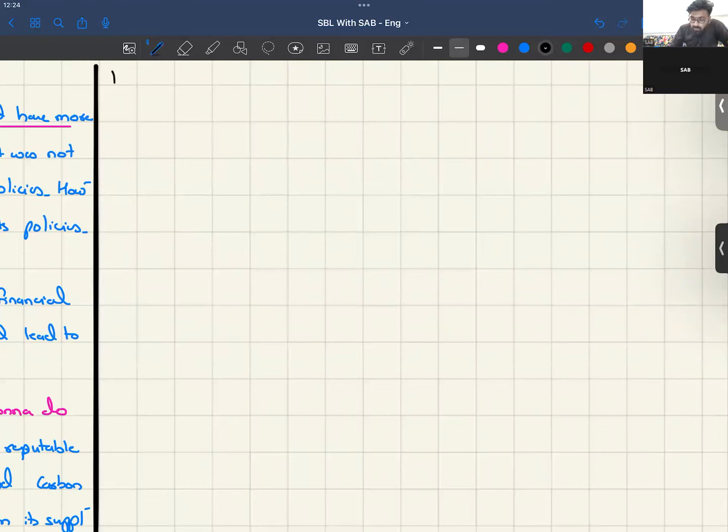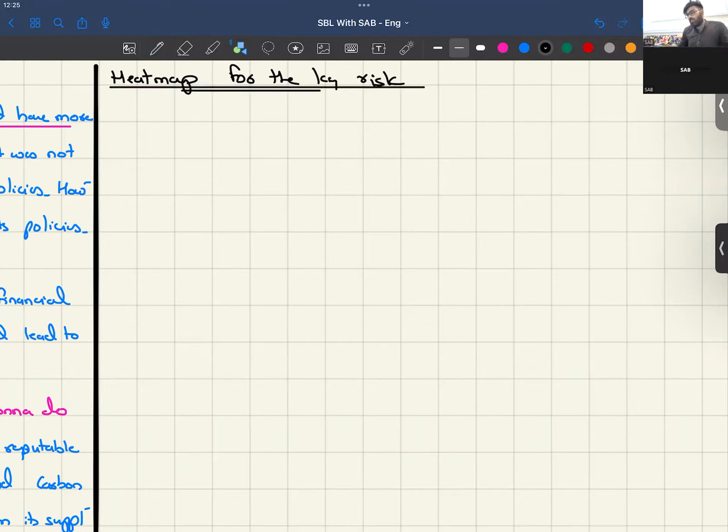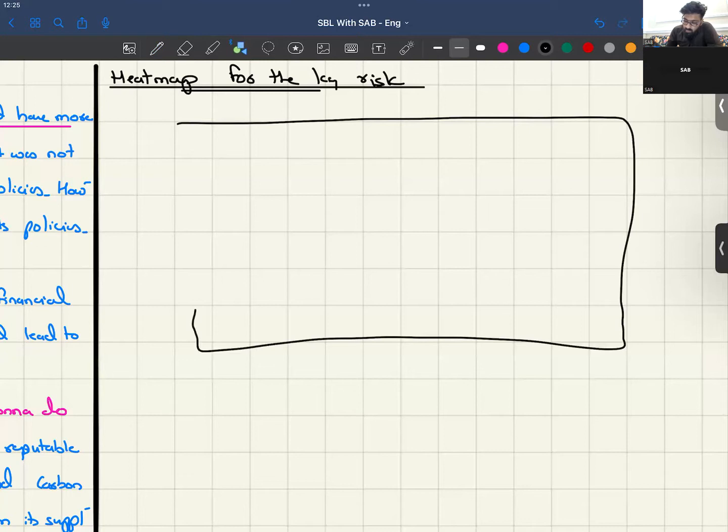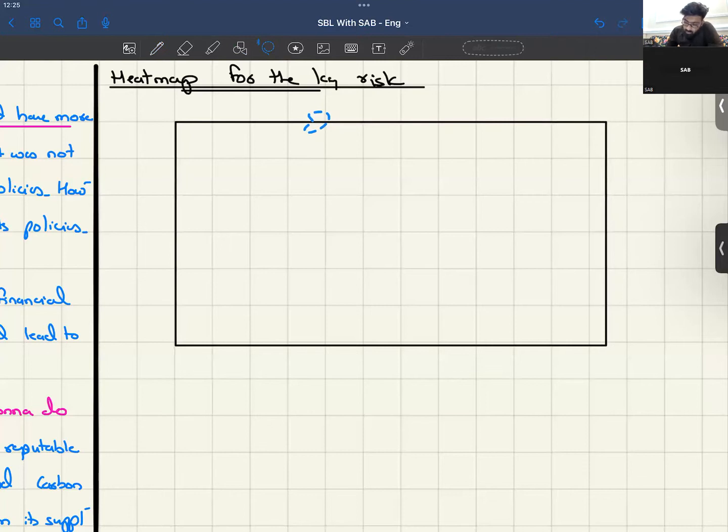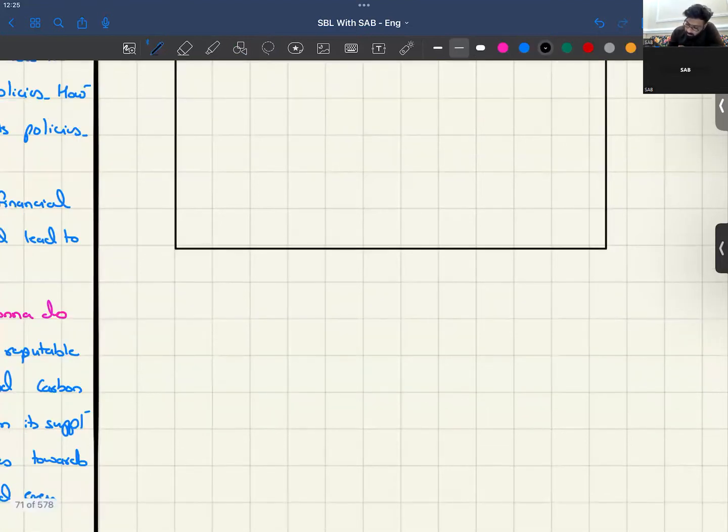Now, the heat map of the risks, for the key risks. Now a student would ask, sir, how are we going to create a heat map on the software on which we are going to attempt the paper? So guys, don't worry. We're not going to be making heat maps in an exam. They would be given in the exam to be completed, just like slides. Don't worry at all.